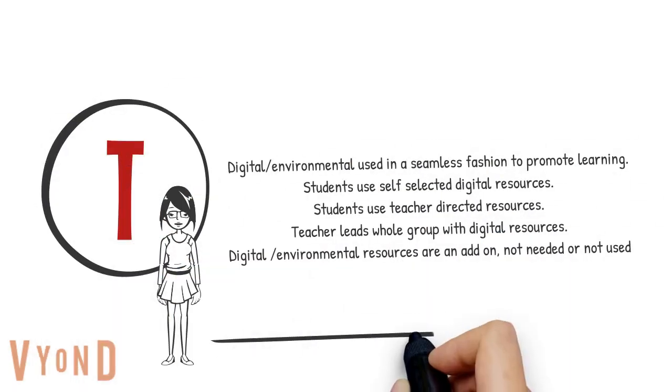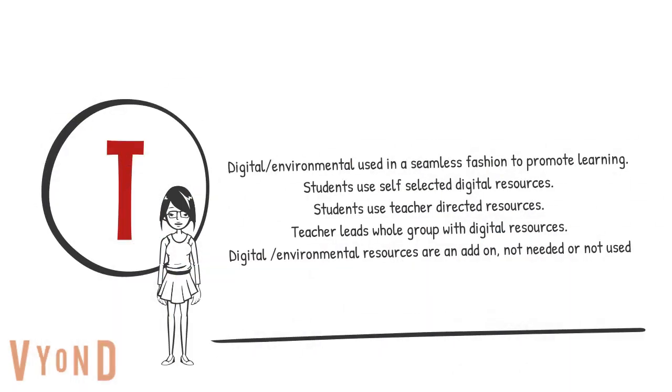T, or technology, includes both digital and environmental resources to account for limited technology devices in some areas. Environmental resources can be manipulatives, science lab and their tools, guest speakers, etc. In this rubric, the higher levels focus on student use of the digital or environmental resources. The highest level has students self-selecting these resources to accomplish their learning goals and real-world connections.